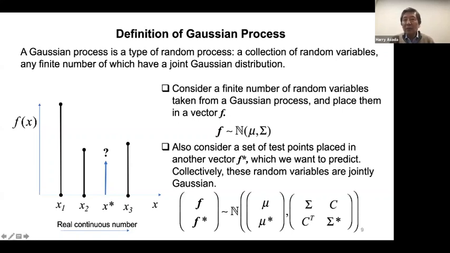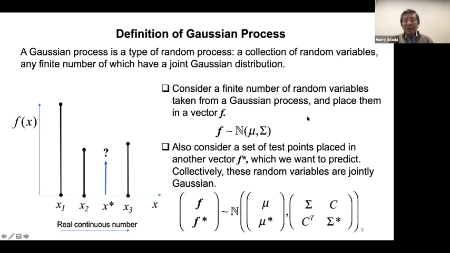It is a collection of random variables, and if you pick any finite number of the random variables from this random process, it shows a joint Gaussian distribution, just as we did. Okay, so suppose this is a continuous number, and then you pick particular points x1, x2, and so on, and put them into a vector, which is in this case finite, right? You can actually create the normal Gaussian distribution with the mean value mu and the covariance sigma, right?